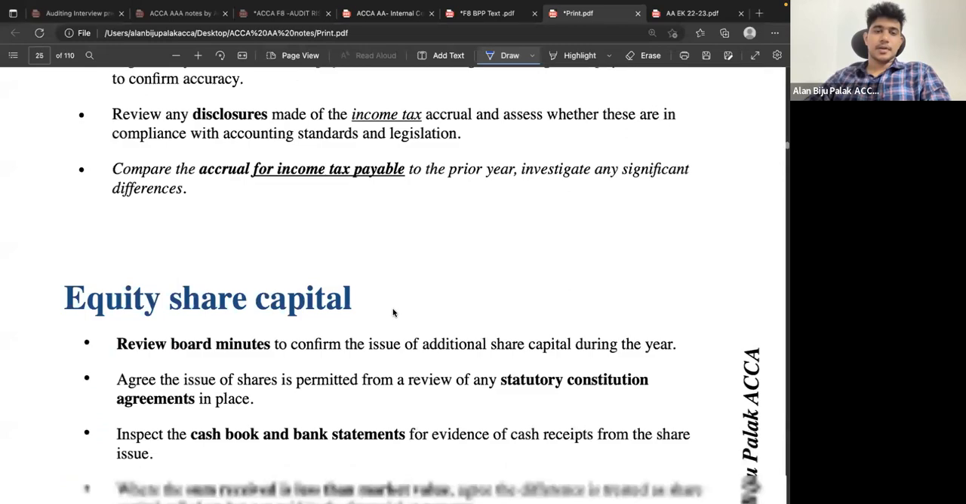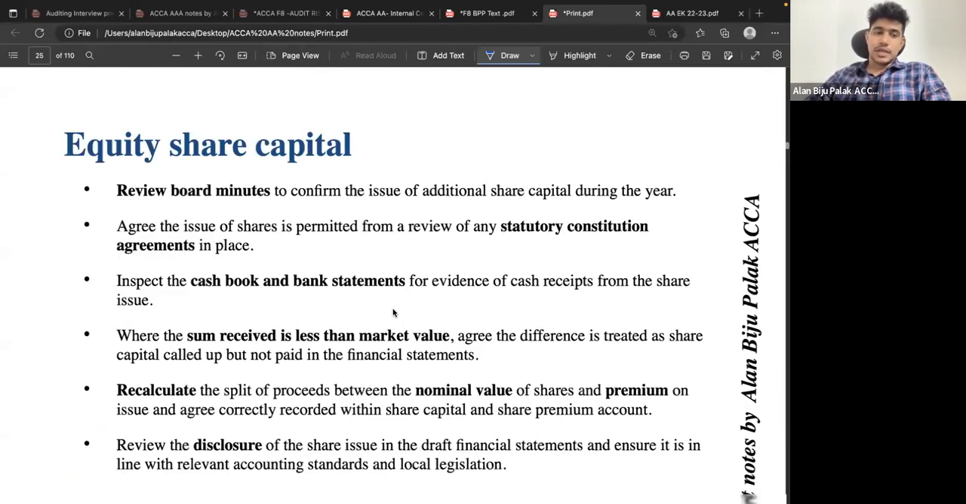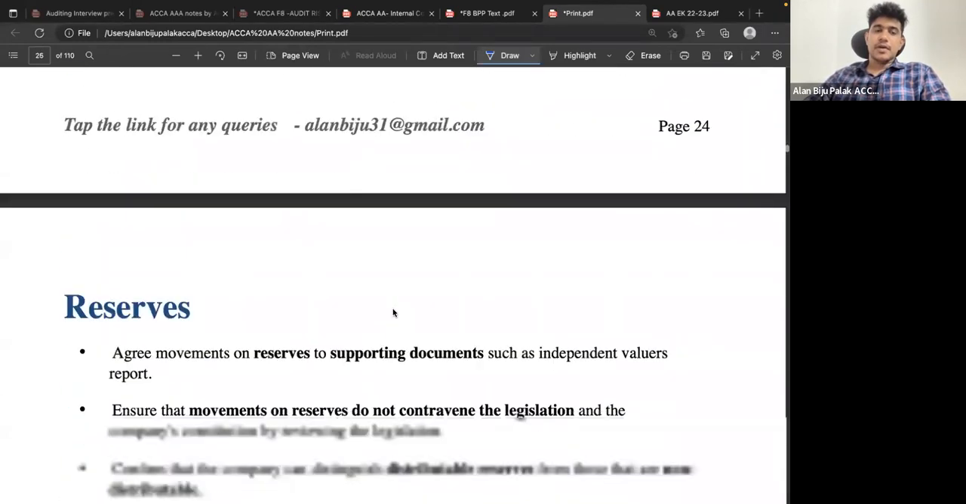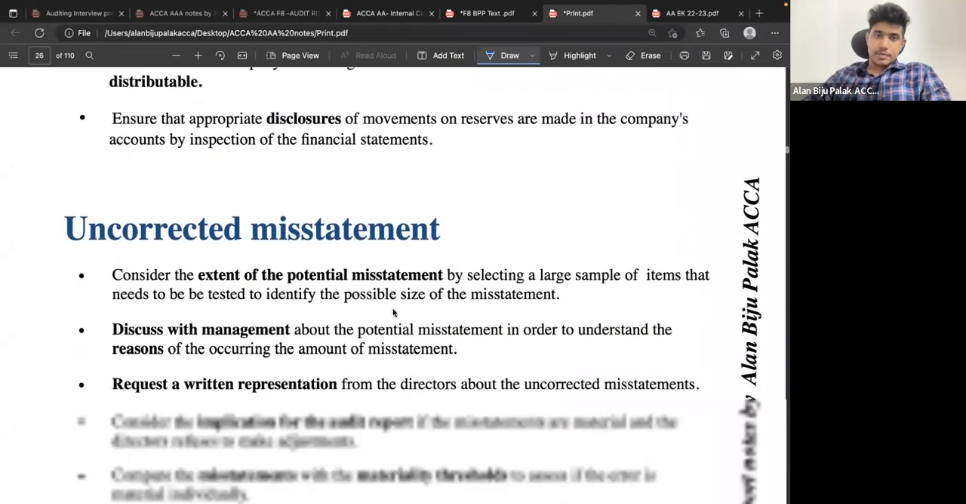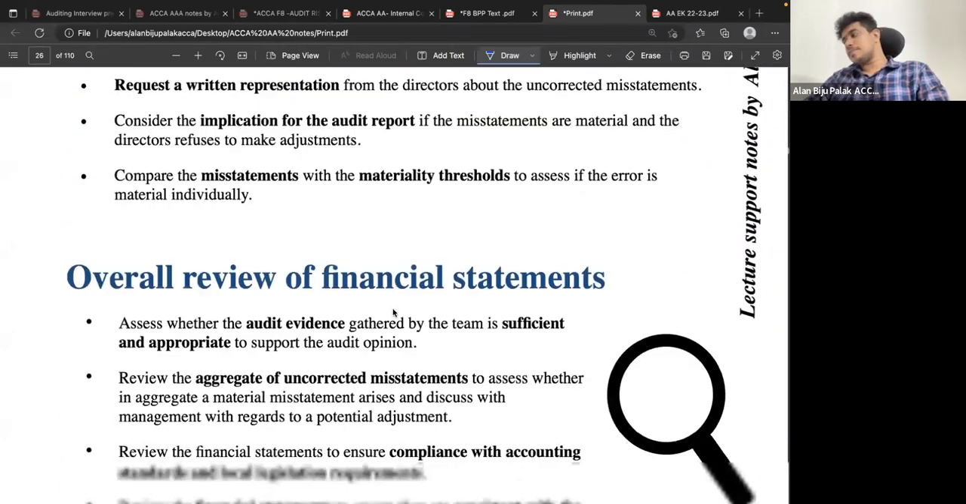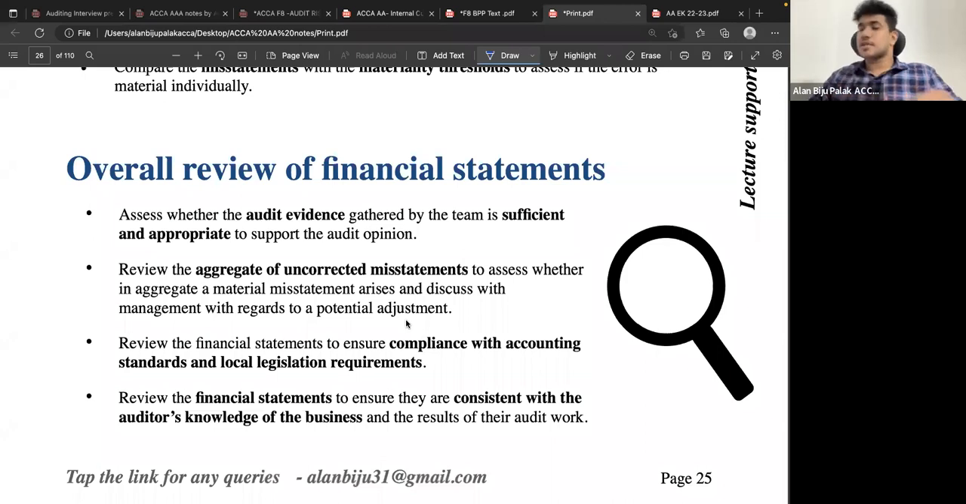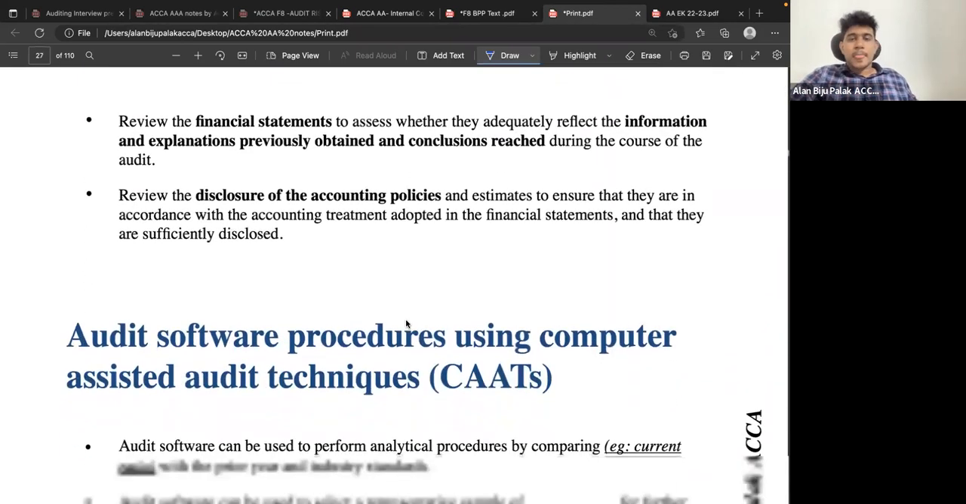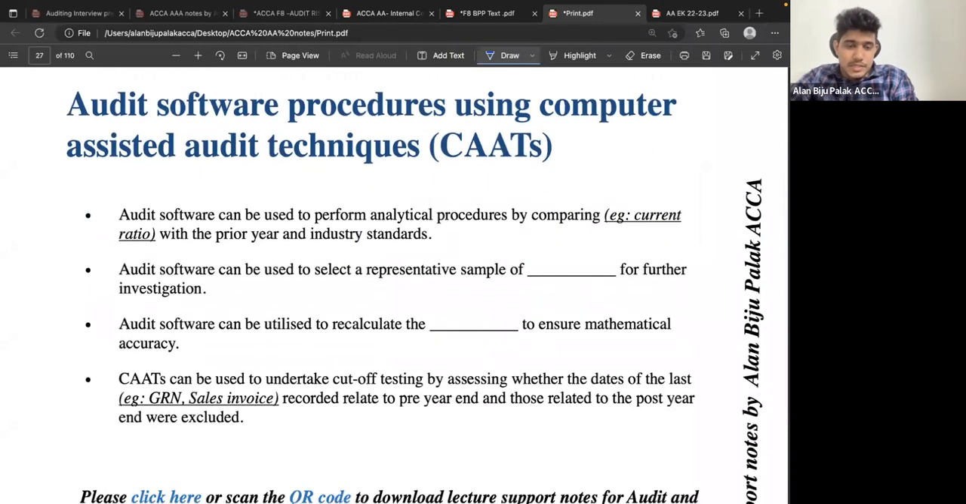Then equity share capital, you might be getting that question. Same for the dividend as well as reserve. And you might be getting questions on uncorrected mistakes as well. And sometimes it may be mentioned that you are in the final stage of the audit and you will be asked to perform procedures in relation to the overall financial statements at the final conclusion stage. In that case, you should perform procedures in relation to the overall review of the financial statements. It's a very rare question, but still, if you get it, you can clearly write the answer.